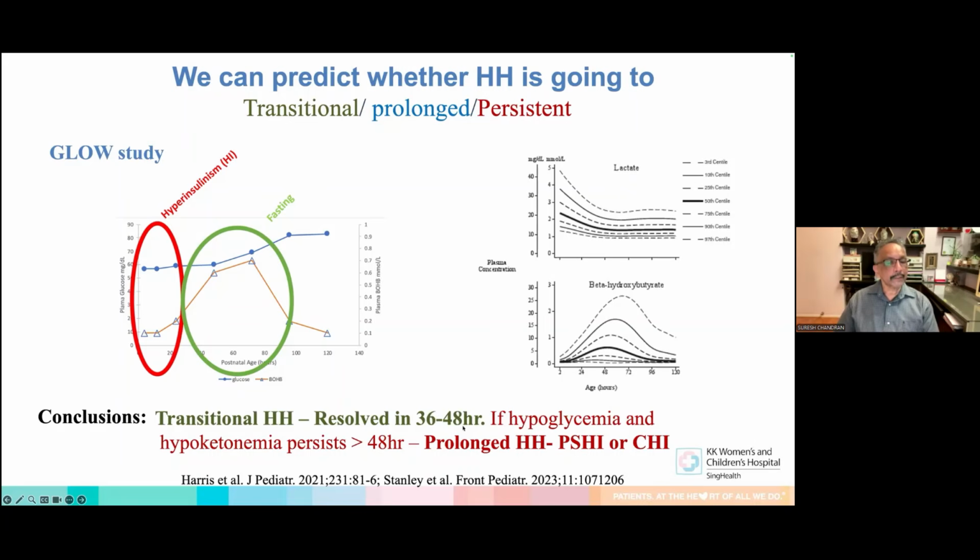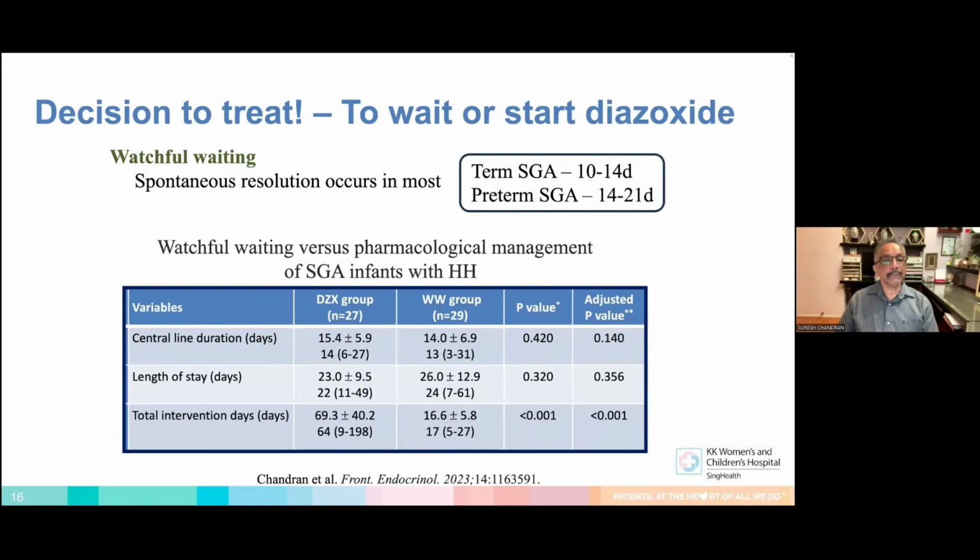Normally, it should have resolved within 36 to 48 hours. You can see that beautifully they resolve and they start climbing up to even 80 milligrams of glucose per 100 ml. So this is an interesting study which is published recently. Now the question is when to make the decision to treat.